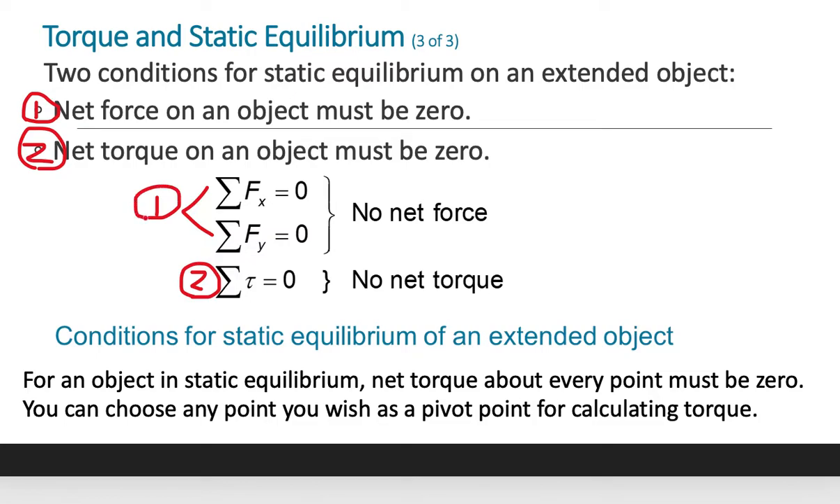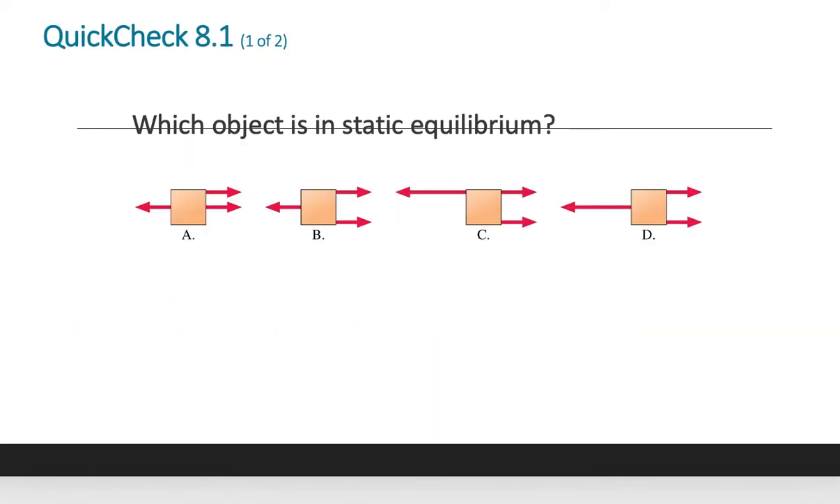For an object in static equilibrium, the net torque about every point must be 0. The object must not move. You can choose any point you wish as a pivot point for calculating torque. However, there is one point that is better than another point, and we'll take a look at these examples.